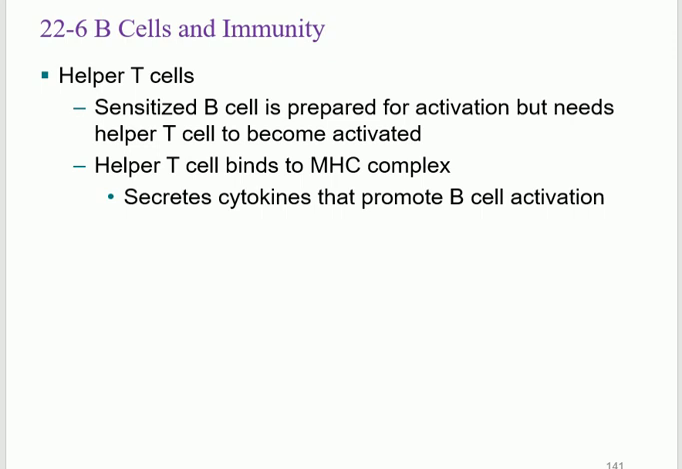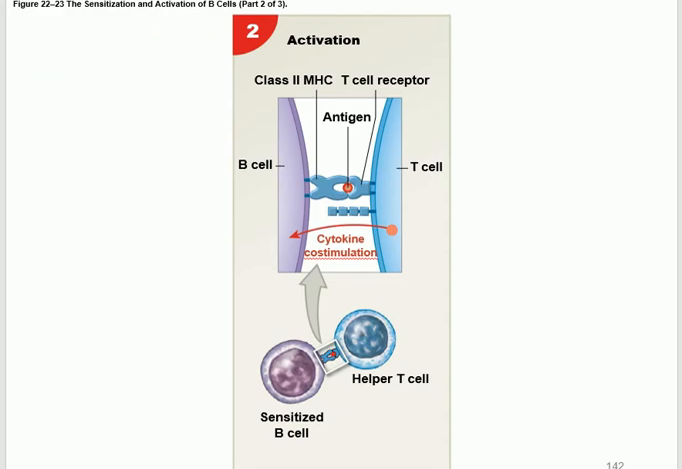Here are the plasma cells. I talked about it. The B cells become plasma cells before they secrete the antibodies. And just like the T cells, we also have memory B cells, just like the memory T.